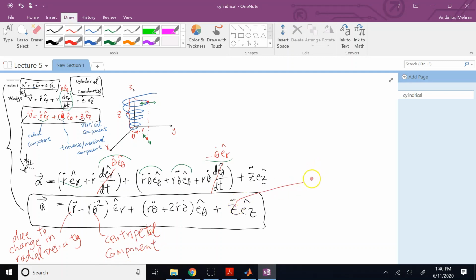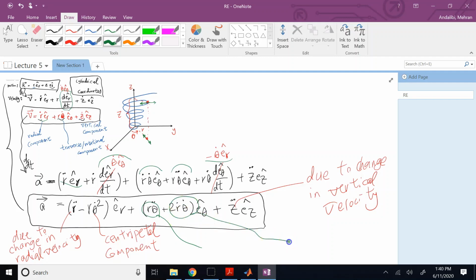This is due to z double dot, clearly, due to the change in vertical velocity. Now, what about these two other terms? This one and this one. What are these?